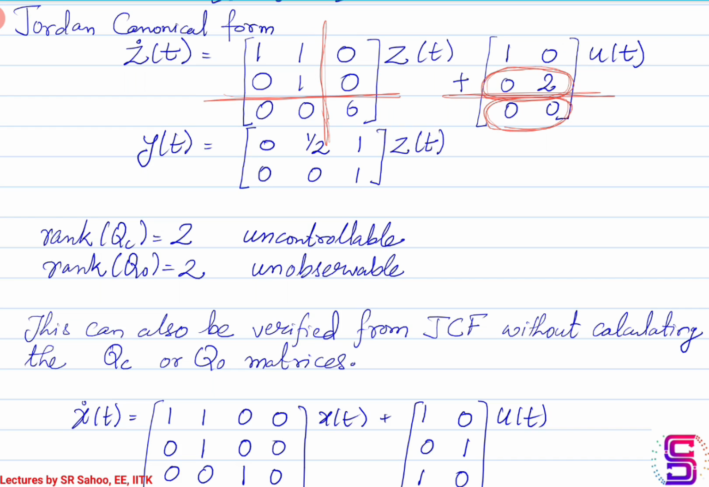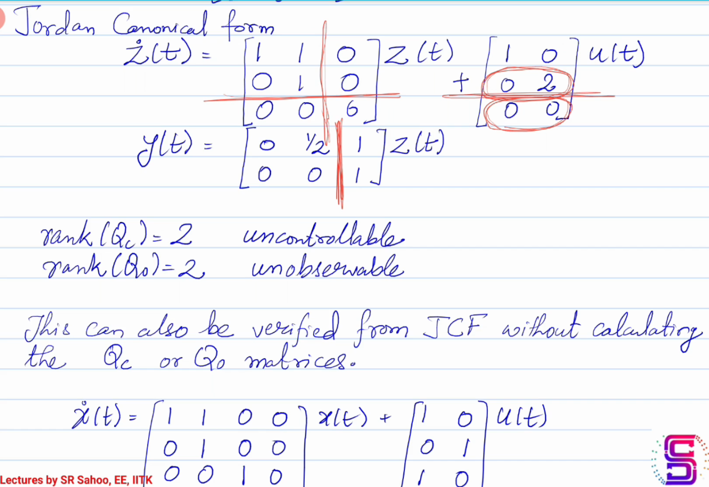A similar analysis goes for observability. However, in this case, instead of rows, we piece the C matrix, again with appropriate sizes. So in this case, the C matrix would be broken as this. The 2 cross 2 part corresponds to the Jordan block for eigenvalue 1, and the 2 cross 1 part corresponds to the Jordan block of eigenvalue 6.